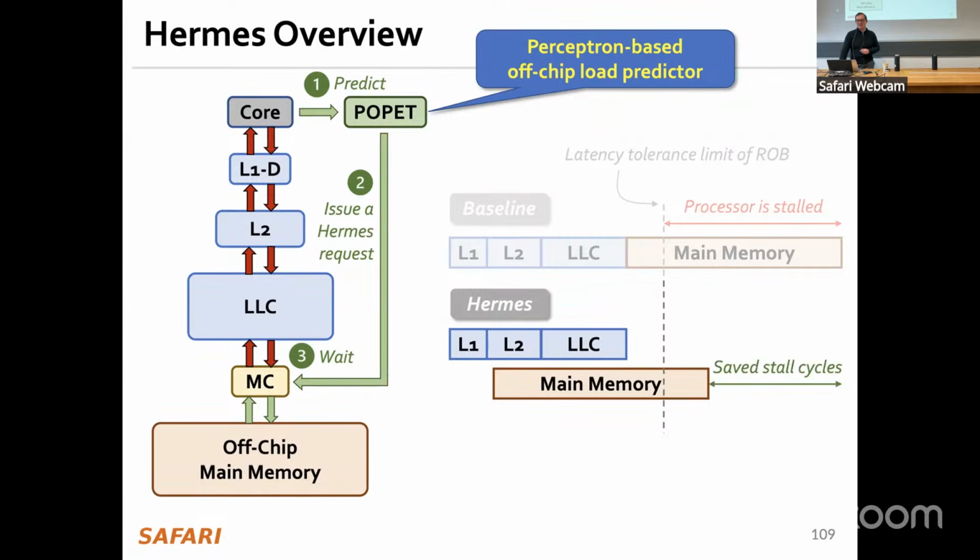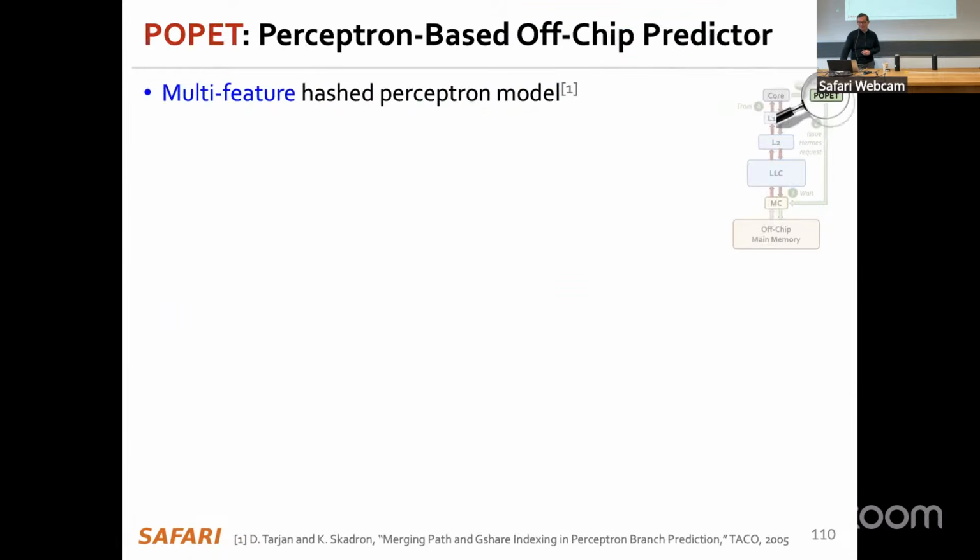This way you save stall cycles because you initiate the main memory request earlier. It takes time to initiate the request, of course, because there's some interconnect over here, and that is also varied in the paper. And you train, as I said. Okay, so this is a perceptron-based off-chip predictor.